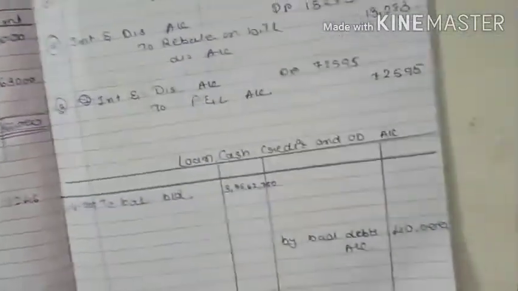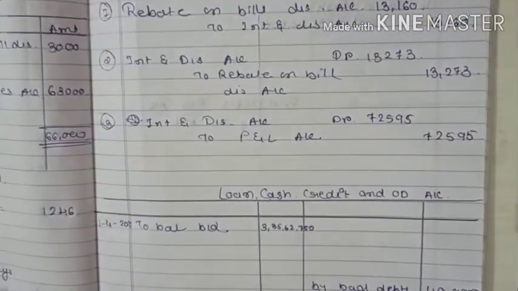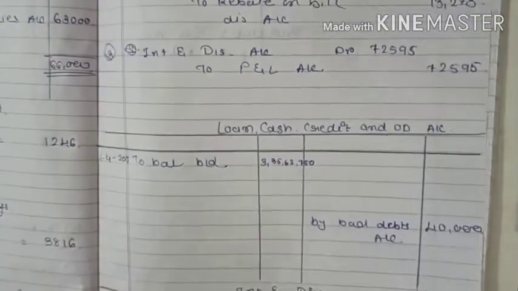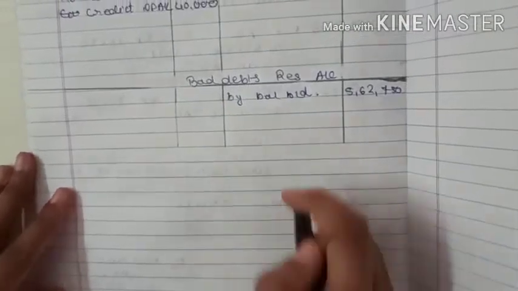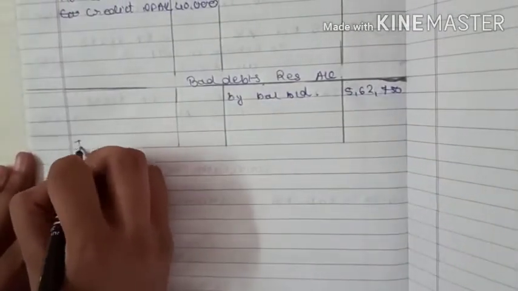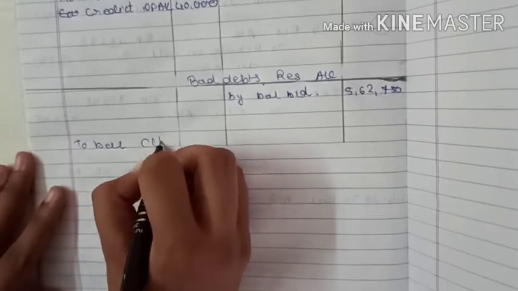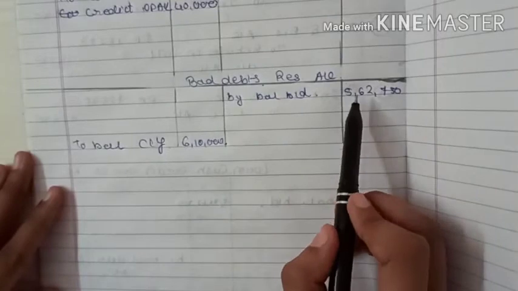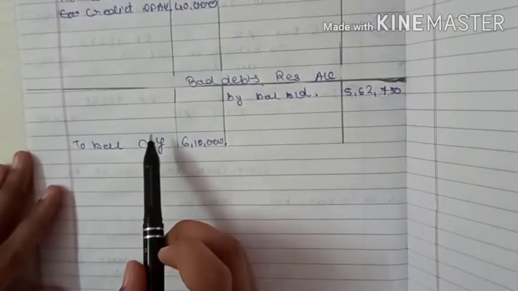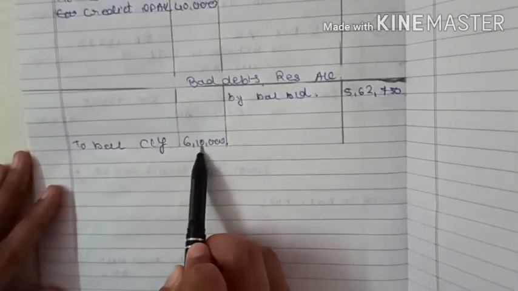And also it is ascertained that the provision for doubtful debt should be maintained at 6,10,000, right? So we have to maintain the bad debt reserve of rupees 6,10,000 every year. So the closing balance should be maintained in the bad debt reserve account. So to balance carry forward amount of rupees 6,10,000 we have to recover. The opening balance was 5,62,750 and the closing balance we have to maintain is 6,10,000, right?